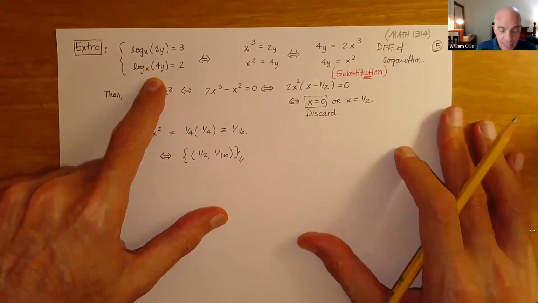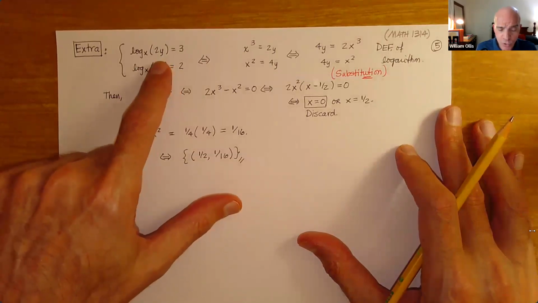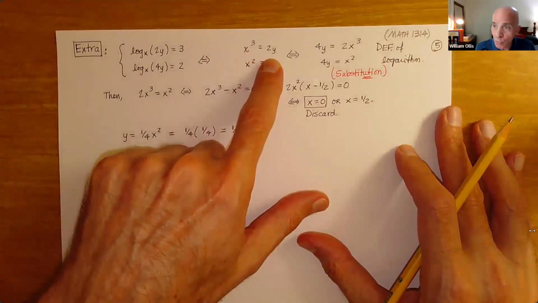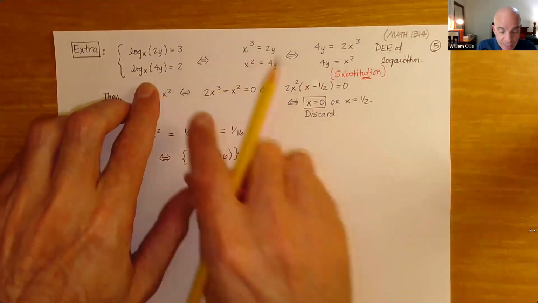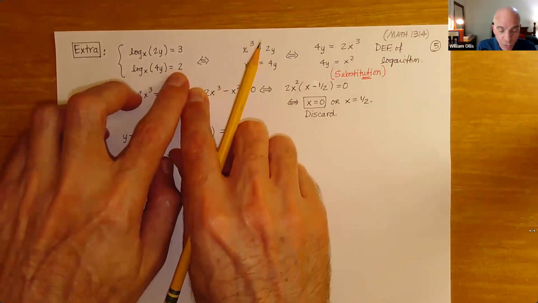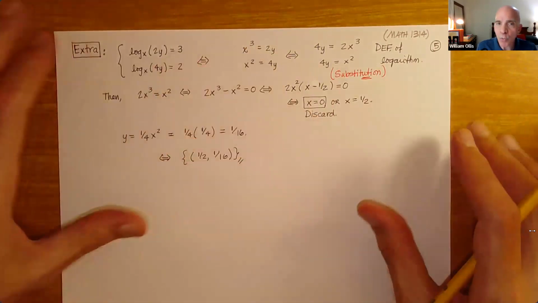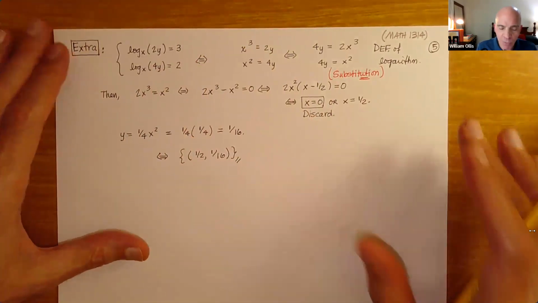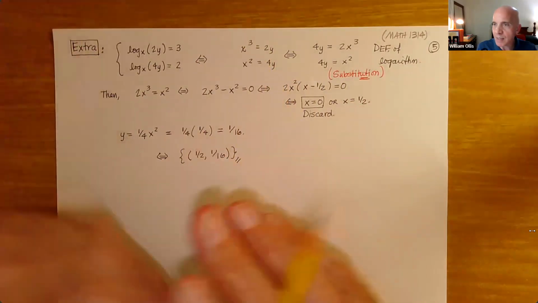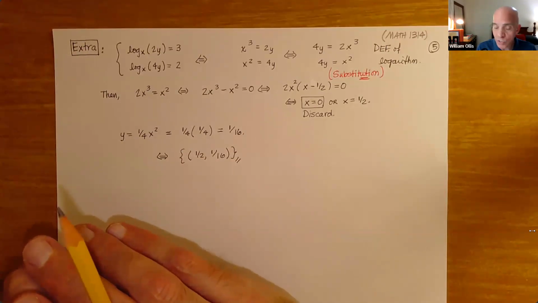So what we see here is that the power of x that equals 2y is 3. So we have x cubed equals 2y. And then in the second equation, we have the power of x that equals 4y equals 2. So x squared equals 4y. So these equations are very simple. Had we actually started with these, then you would have said this is a relatively simple system of equations.